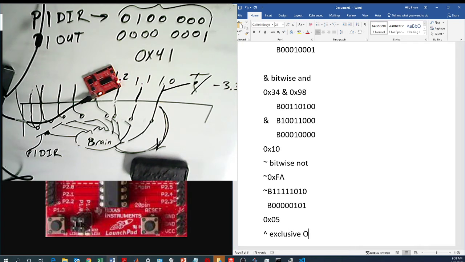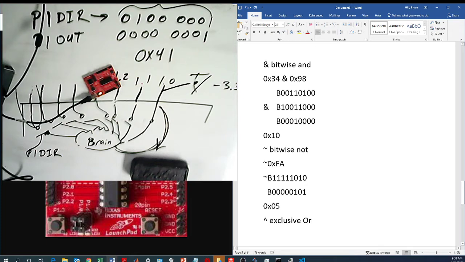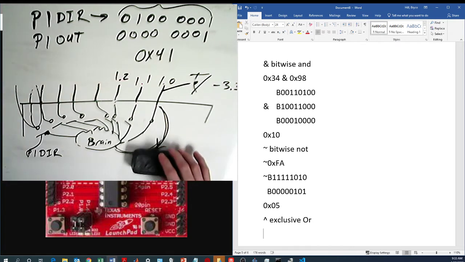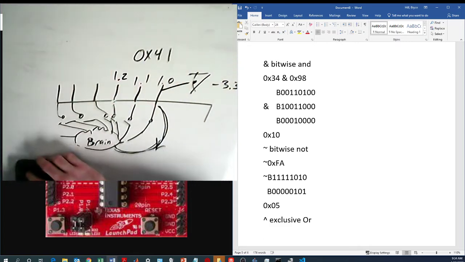Exclusive OR. This one's weird. Exclusive OR has to be bitwise. There's no Boolean version of this that I'm aware of. The Boolean expression on this doesn't exist. We have to do it bitwise only. And so exclusive OR is a weird thing. I'm going to go up and do this on the whiteboard because I don't have a good way of doing it on a marker.